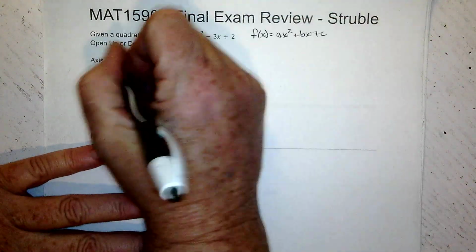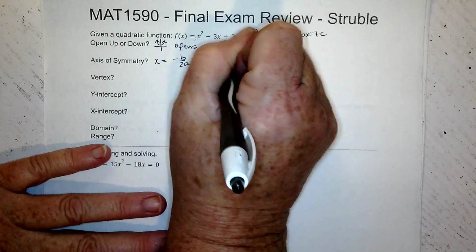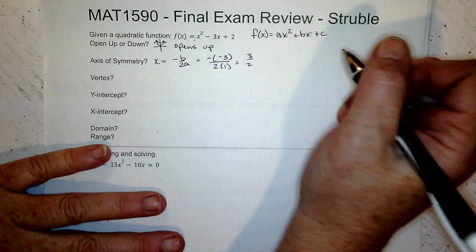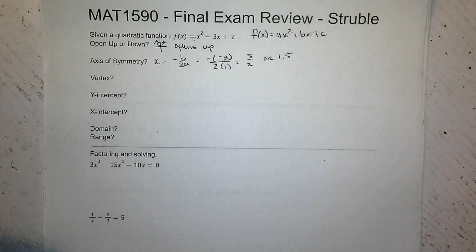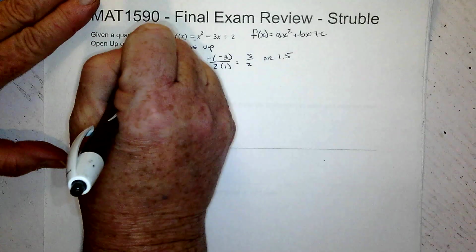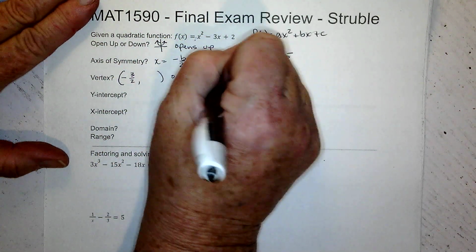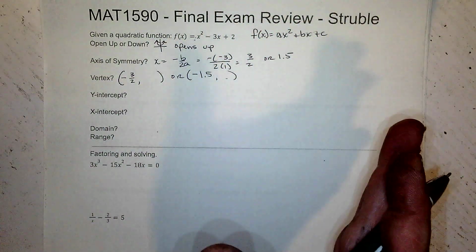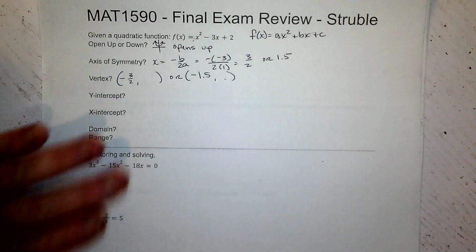All right, so axis of symmetry is negative b, so negative negative 3 over 2 times a, which is positive 3 halves. Now, the other way you can do this is 3 halves, or you could use 1.5, unless the y value, once you find it for the vertex, is a fraction that does not have a terminal ending, where it continues on and on. In that case, you must use the fraction and not the decimal.